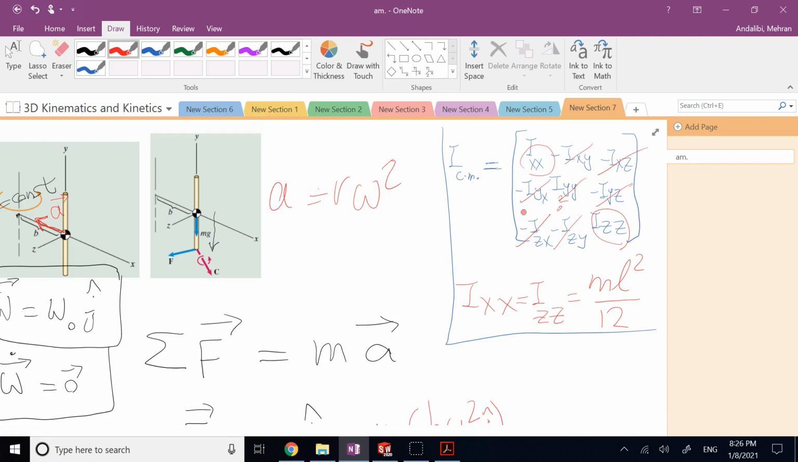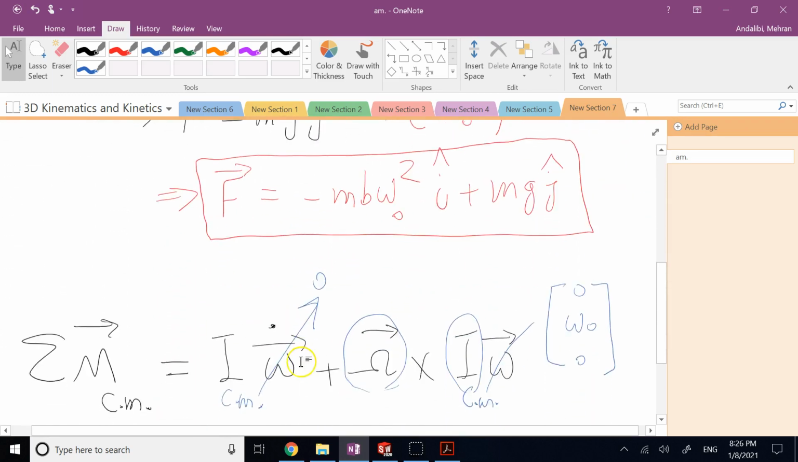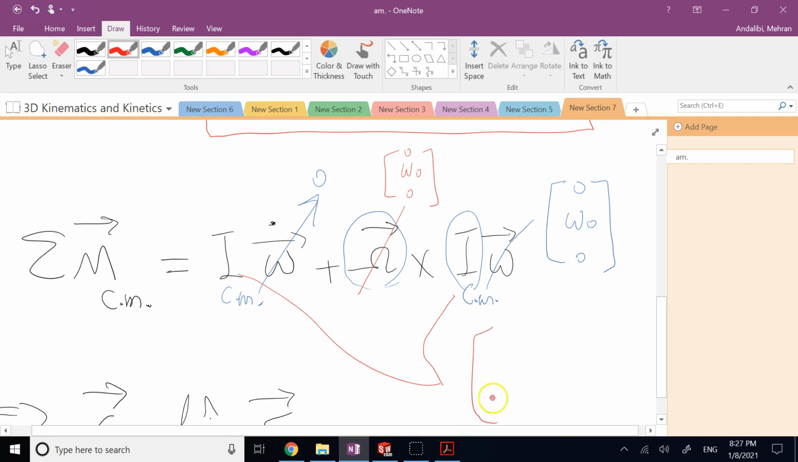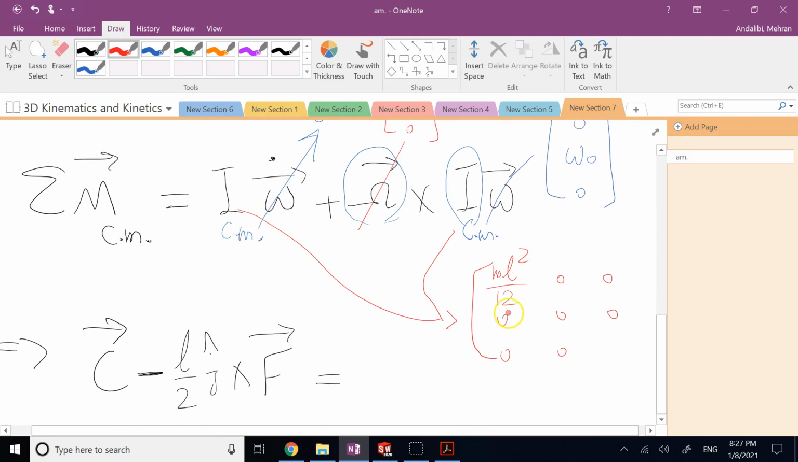And finally, what is cap omega? Well, in this case, the frame with respect to which we are writing everything, this frame XYZ, is attached to the rigid body. So cap omega is the same as small omega. So this guy here is the same as 0, omega naught, 0. And as I said, this I matrix is ml squared over 12, 0, 0, 0, 0, 0, 0, 0, and again ml squared over 12.